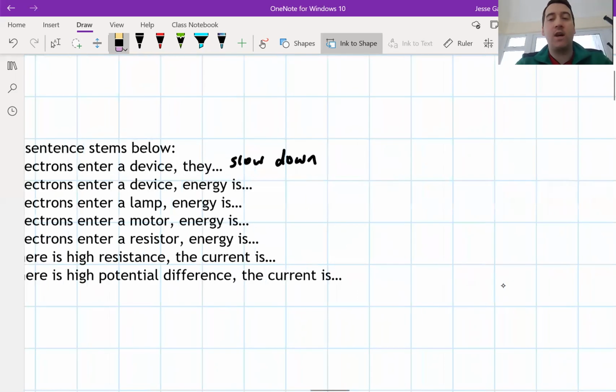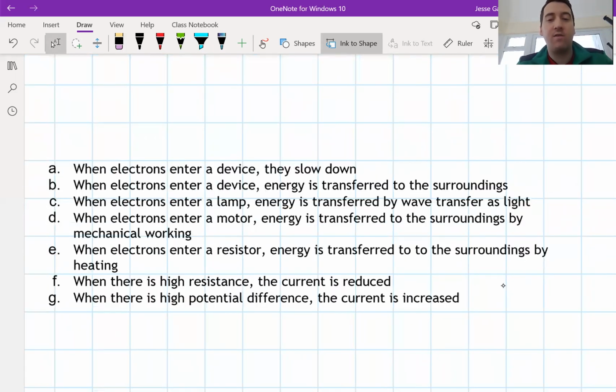All right, this is what you should have. When electrons enter a device, energy is transferred to the surroundings. When electrons enter a lamp, energy is transferred by wave transfer as light. When electrons enter a motor, energy is transferred to the surroundings by mechanical working. When electrons enter a resistor, energy is transferred to the surroundings by heating. The last two are the hardest ones, but hopefully you managed to get it.